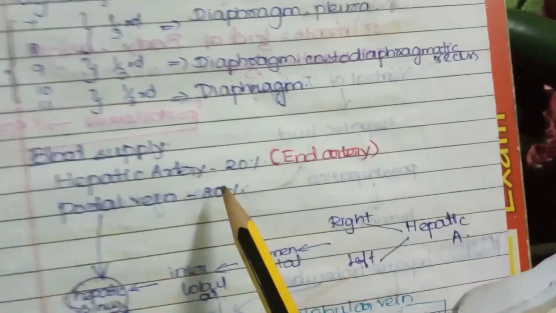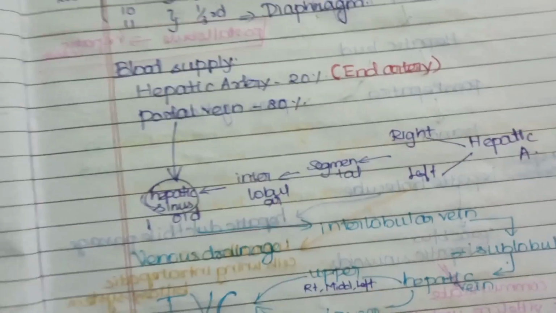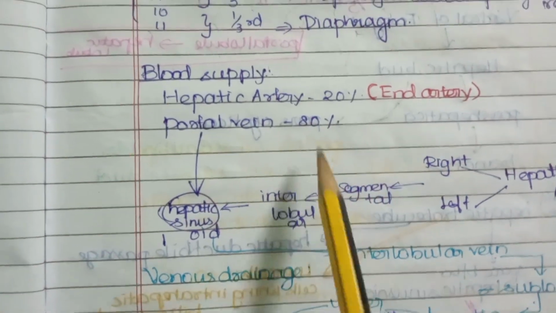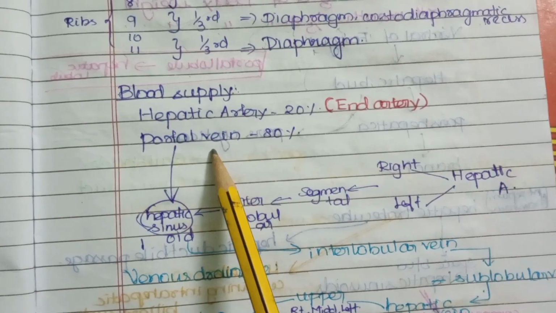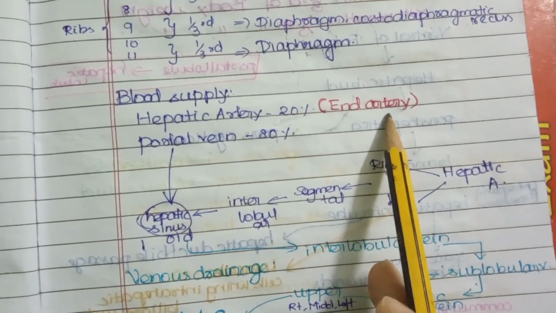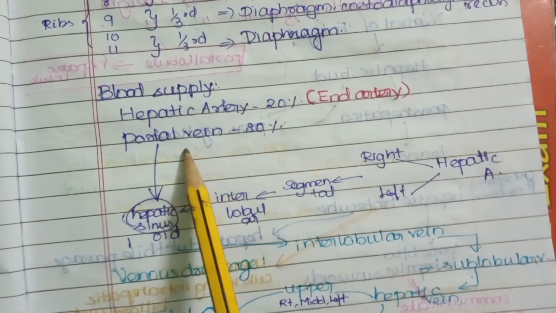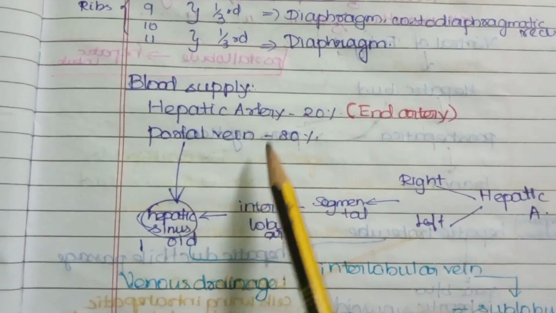Now we can go to the blood supply of the liver. See here, two supplies: hepatic artery and portal vein. The hepatic artery supplies just 20% to the organ. It is an end artery. We have to remember that. The remaining 80% is supplied by our portal vein.